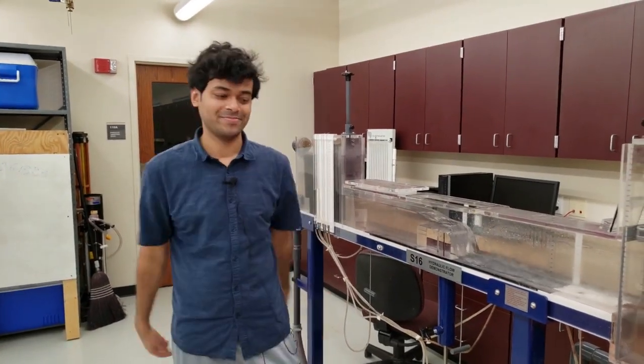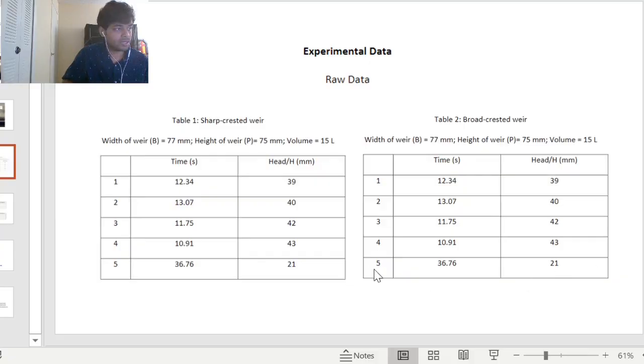So hope you enjoy. Alright guys, now you have all of this data for table 1 and table 2, right? This is called the raw data for table 1 and table 2. So you have time and the head. Here we are comparing the same data, so you have the same time and same head for the sharp and broad crested weir. You can see the width of the weir for both weirs is 77 millimeter, which is basically the internal width of the flume or external width of the weir. And the height is basically 75.